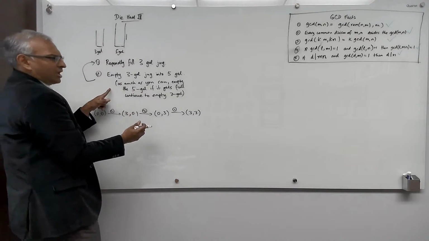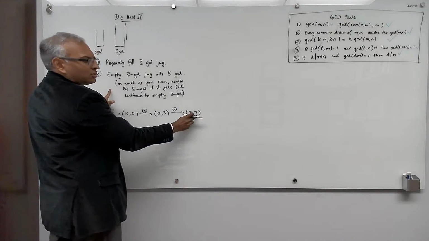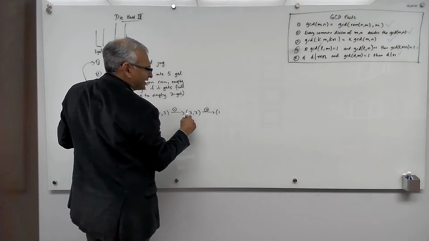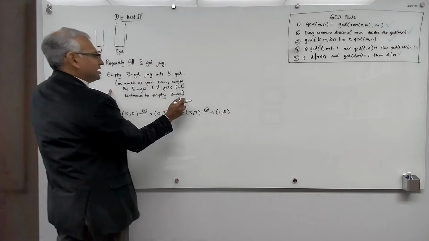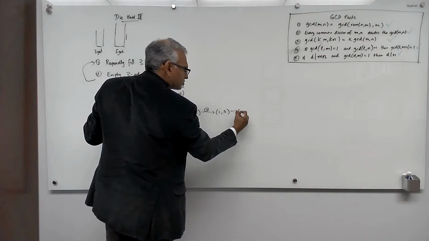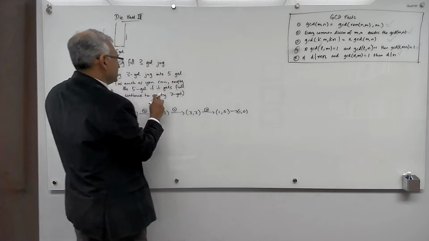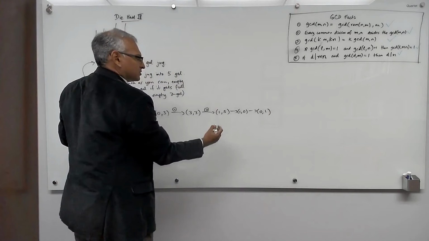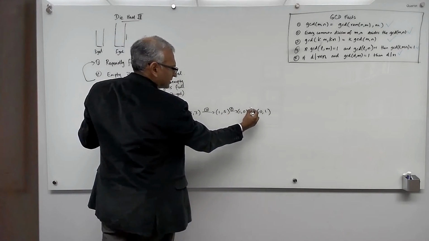Now you need to try to empty, but when you try to empty, the 5-gallon jug gets full, with 1 left in the 3-gallon and 5 in the 5-gallon. But when it gets full, you throw whatever's in the 5-gallon out. So you throw it out, and you get to 1, 0. And now you continue to empty your 3-gallon jug. That gets you to 0, 1. Okay, so this is all step 2 in some sense.